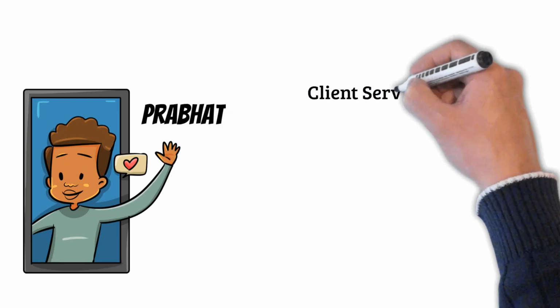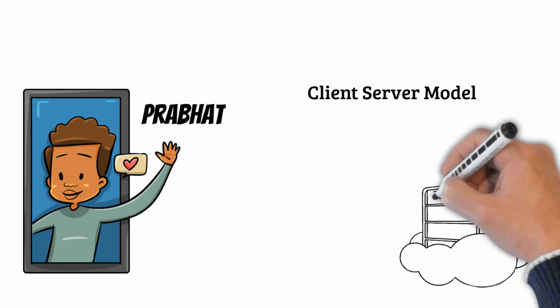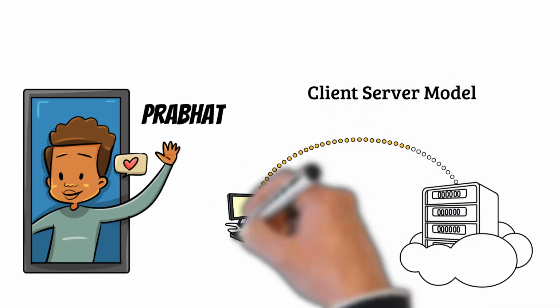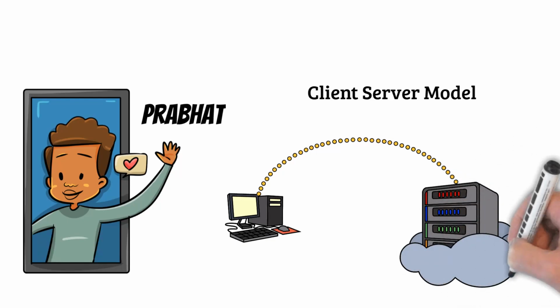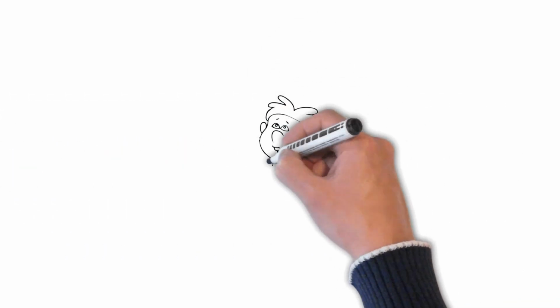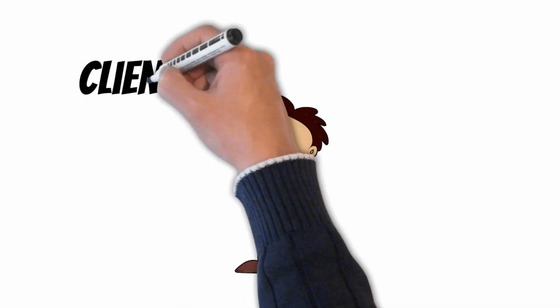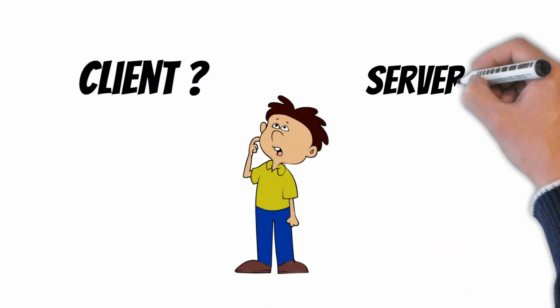Client server model or architecture is one of the most important and fundamental concepts of system design. It is the basis of how two computers or machines interact with each other using the internet. Before talking about the client server model and its related stuff, we need to understand what client and server actually are.